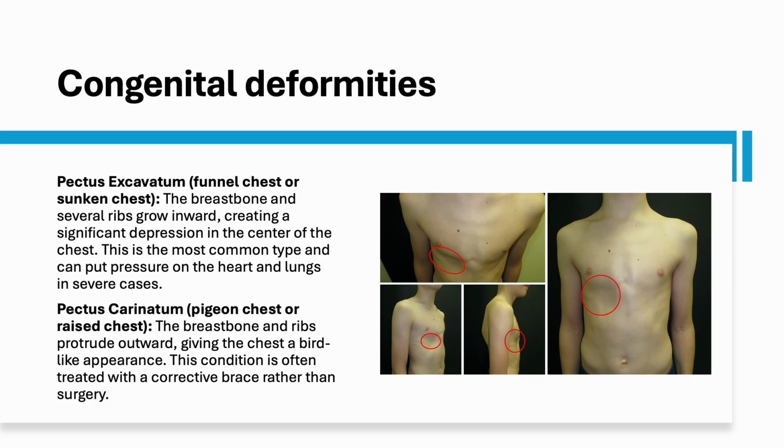Congenital malformation of the sternum, we have pectus excavatum, and that is a funnel chest or sunken chest. You can see it here. The breastbone and several ribs grow inward, creating a significant depression in the center of the chest. This is the most common type and can put pressure on the heart and lungs in severe cases. Then pectus carinatum, pigeon chest or raised chest. You can see in this image. The breastbone and ribs protrude outward, giving the chest a bird-like appearance. This condition is often treated with a corrective brace rather than surgery.